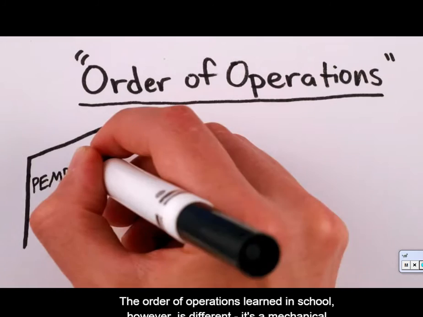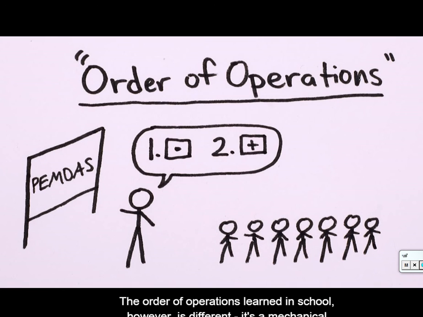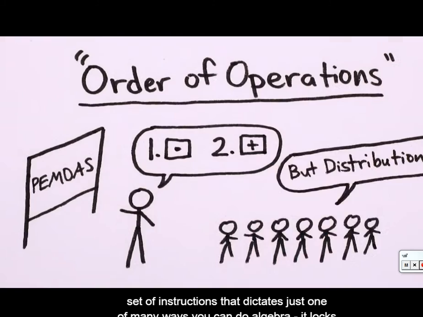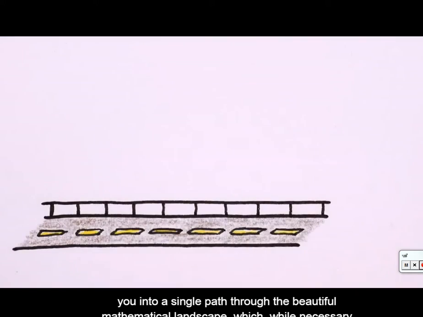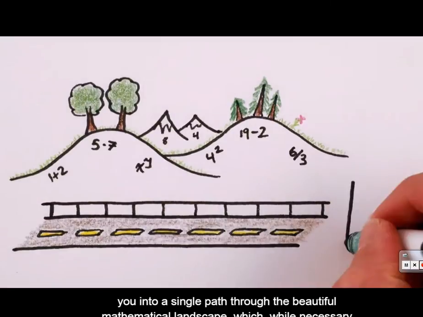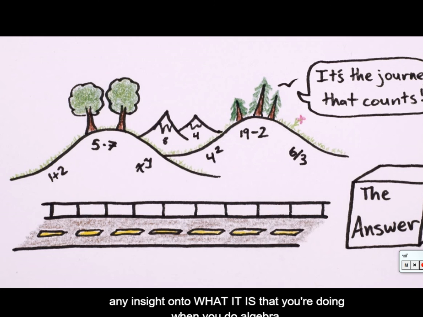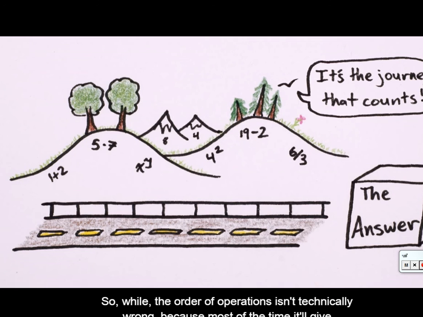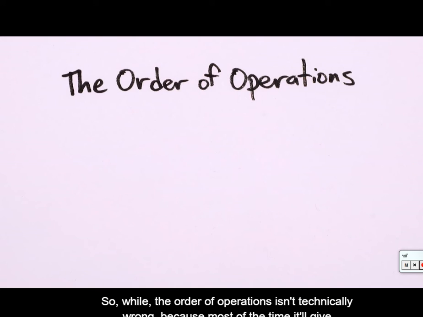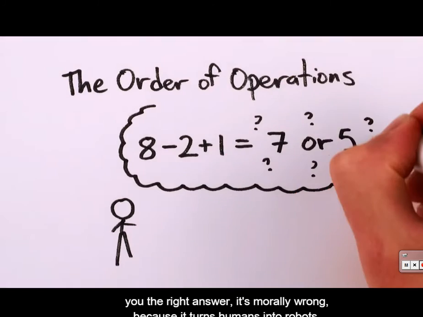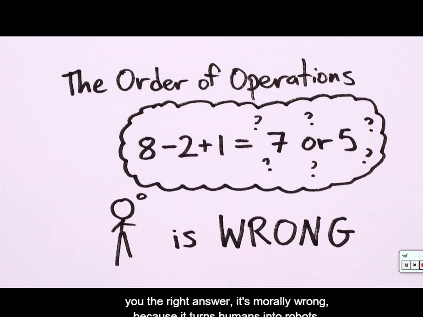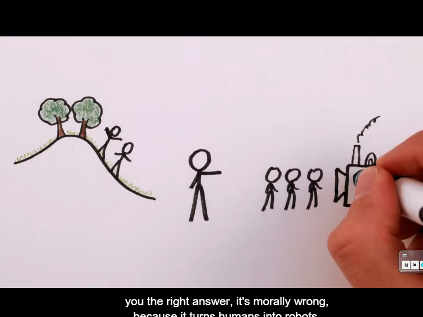The order of operations learned in school, however, is different. It's a mechanical set of instructions that dictates just one of the many ways you can do algebra. It locks you into a single path through the beautiful mathematical landscape, which, while necessary for a computer whose goal is merely to give you the right answer, doesn't really give any insight into what it is that you're doing when you do algebra. So while the order of operations isn't technically wrong, because most of the time it'll give you the standard answer, it's morally wrong, because it turns humans into robots.